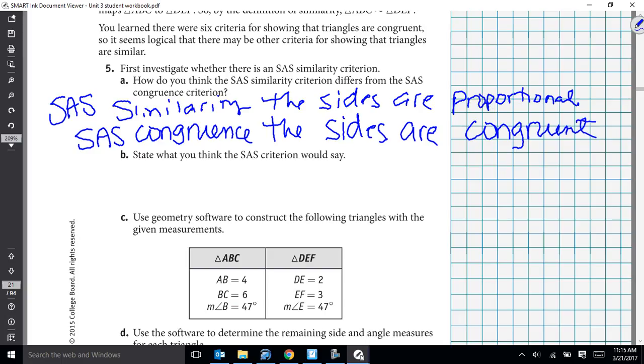So in order for the sides to be proportional, how does the scale factor come into play? Right, so they'll be increasing, decreasing by the same amount. All right, so B says state what you think the side criterion would say. So think back to what we said about the angle similarity postulate yesterday and how our congruence postulates read. What do you think this one's going to say?